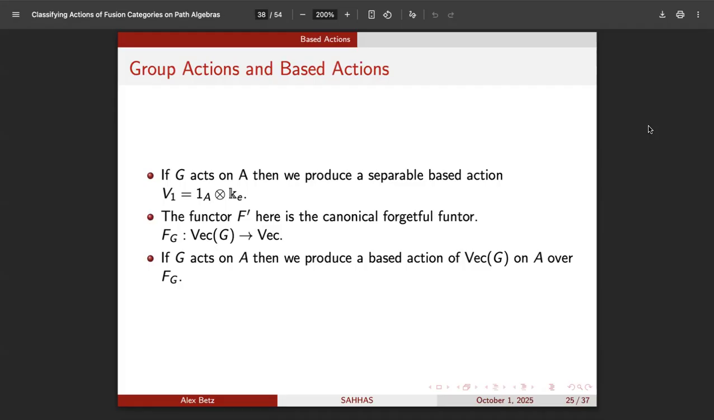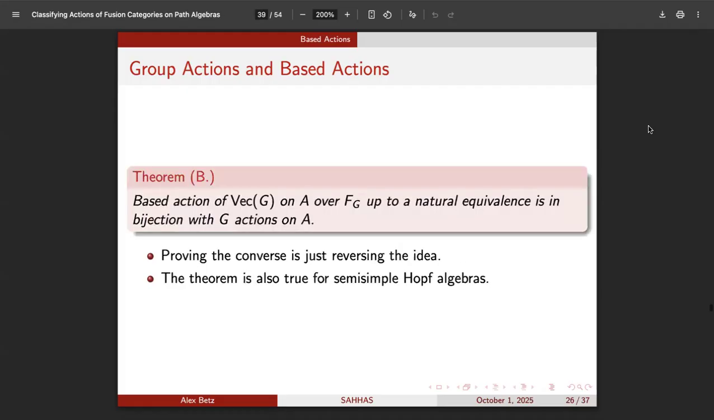And so if G acts on A, we produce a based action of vec G on A over this forgetful functor Fg. And the theorem here is that based actions of vec G on A over Fg, up to natural equivalence, which is basically some categorical data, are in bijection with G actions on A. So you can really think of group actions as vec G actions with some little extra structure. The idea for the proof is just to reverse the idea to go the one way.